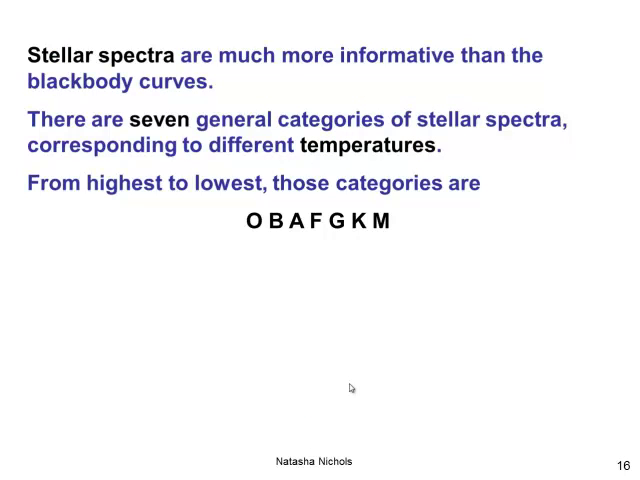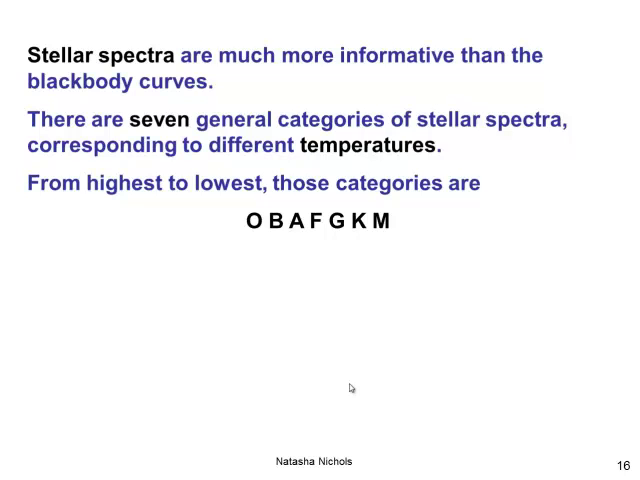Stellar spectra are much more informative than the blackbody curves. There are 7 general categories of stellar spectra which correspond to different temperatures. From highest to lowest temperature, those categories are O, B, A, F, G, K, M, all capital letters.